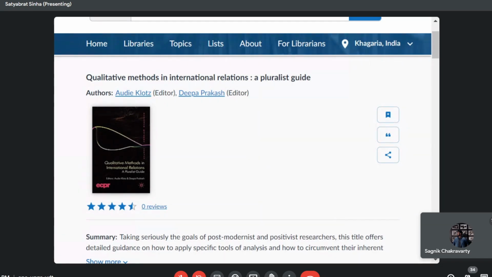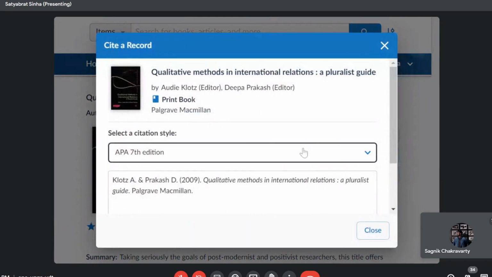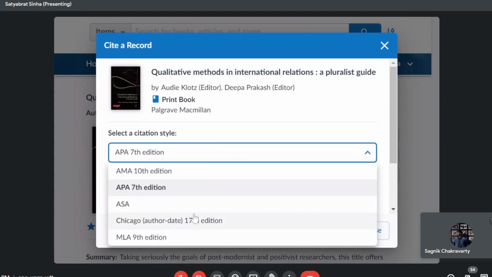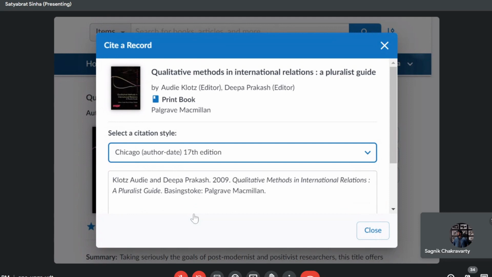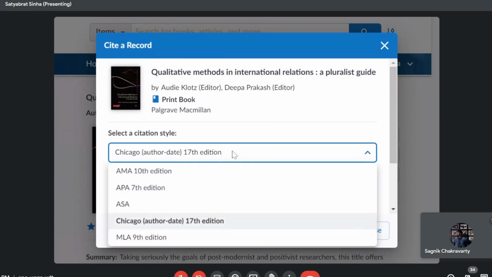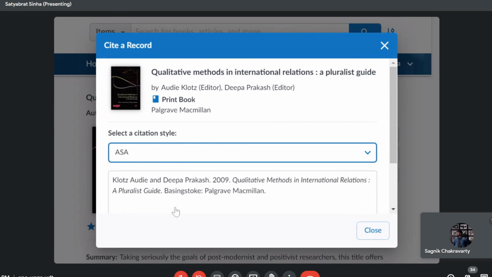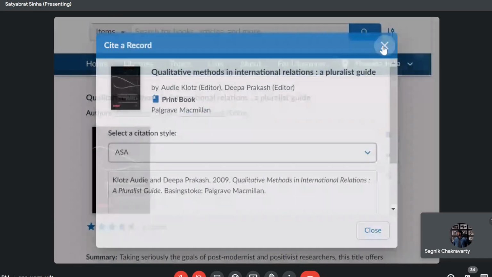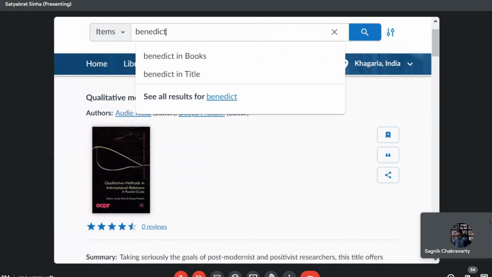Edited books again are quite different. Like this book that we have in hand is an edited book. Let's look at the APA style of an edited book. Here they make no reference to the fact that the book is edited. Let's see what it says in Chicago style. Here also it makes no reference. Possibly, I don't know why, maybe this is an error. Ideally, when it's an edited book, let's see if it shows in ASA. No, they're not making these differences. But let me find another book. Let me find Benedict Anderson.